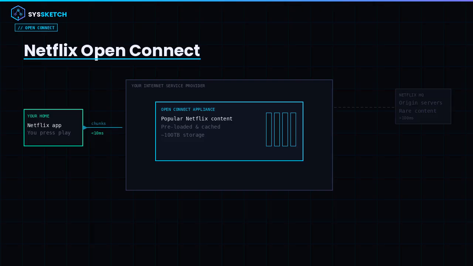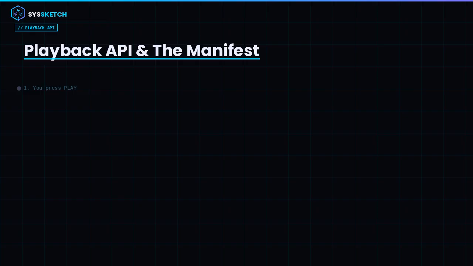There is another layer to how your stream begins, and it happens before the first frame ever plays. When you press play, your Netflix app sends a request to Netflix's Playback API. The server receives that request and immediately checks several things: your account tier and what quality levels you are entitled to, the device you are using and its capabilities, your geographic location and which OpenConnect servers are nearby, and a quick estimate of your current connection speed. Based on all of this, the server sends back something called a manifest.